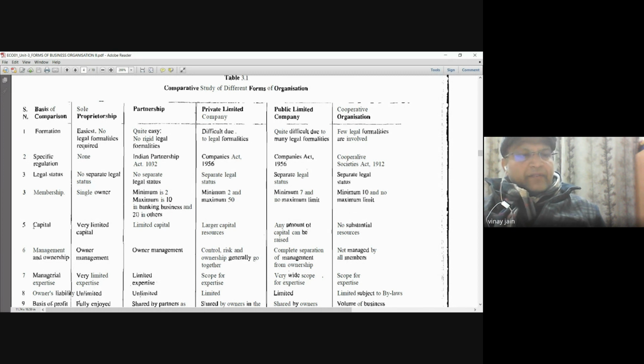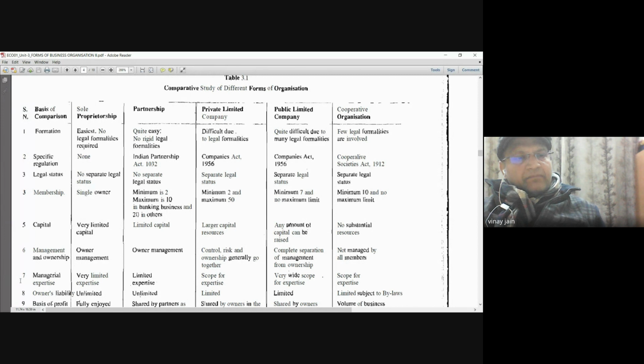Then, guys, we have the fifth point, that is capital: very limited capital, larger capital resources, any amount of capital can be raised, no substantial resources is there. Then management and ownership. Owner manages, control, risk, and ownership generally go together. Complete separation of management from ownership, and managed by all members, not management.